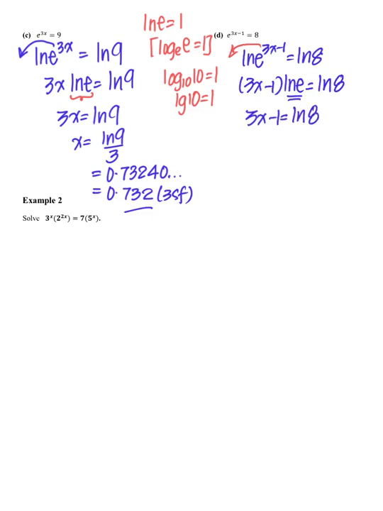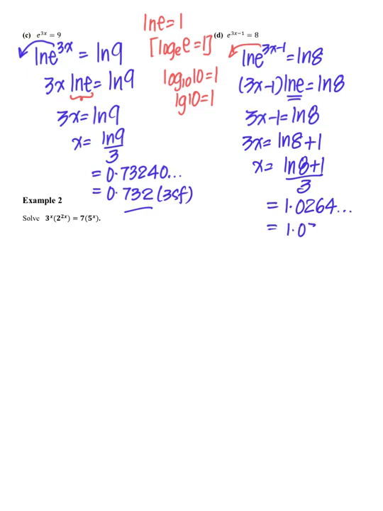So don't use a calculator here yet. 3x is equal to ln 8 plus 1. So x is equal to (ln 8 plus 1) divided by 3. Final step, then you press the calculator: ln 8 plus 1, and then divide by 3. You should get 1.0264, so it's 1.03 correct to 3SF.